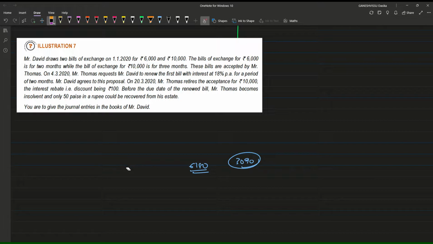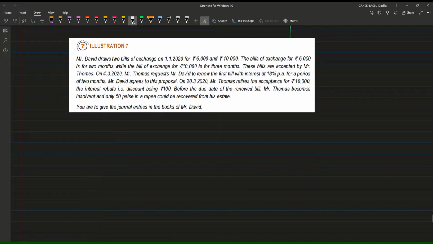And one more thing I wanted to ask you is, any amount which is deemed to be not recoverable from any debtor is what? The amount which is not recoverable from our debtor is bad debt. So the name of bad debt will arise in this problem, because Thomas becomes insolvent before the due date, that is before the due date of the renewable bill.